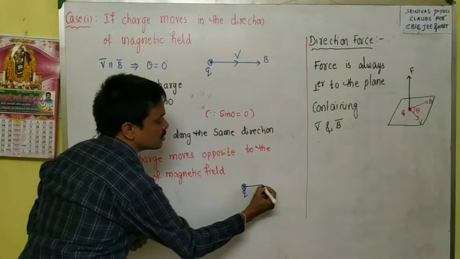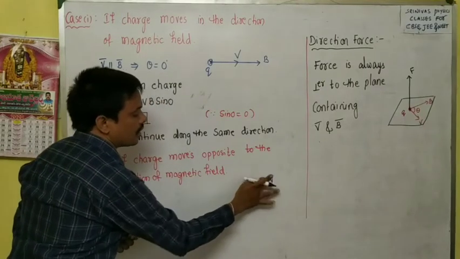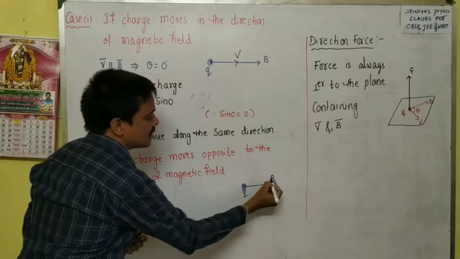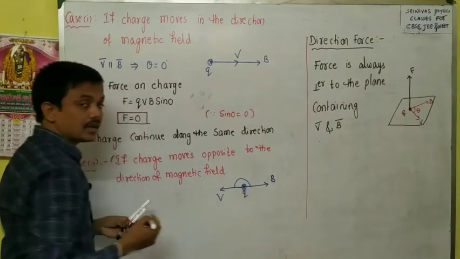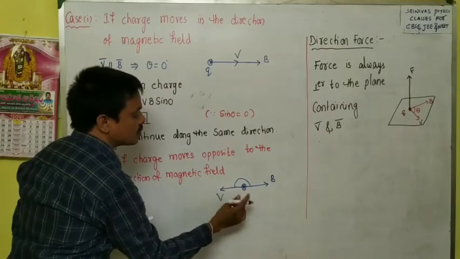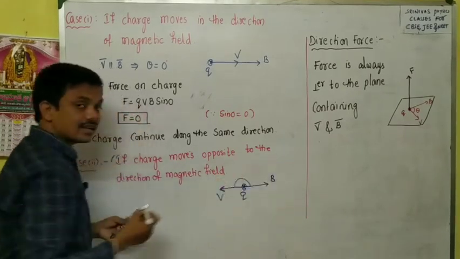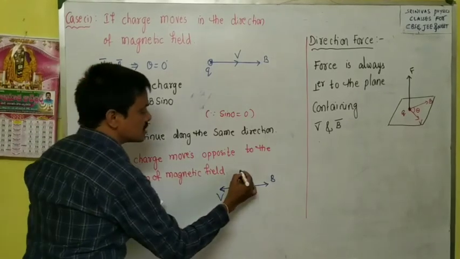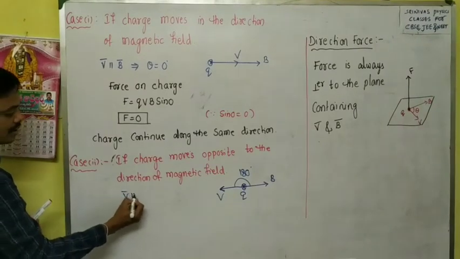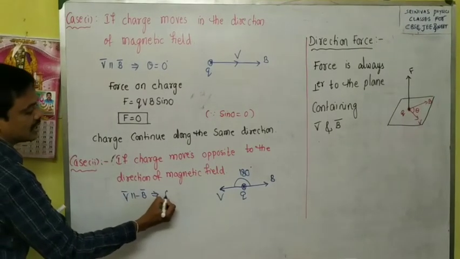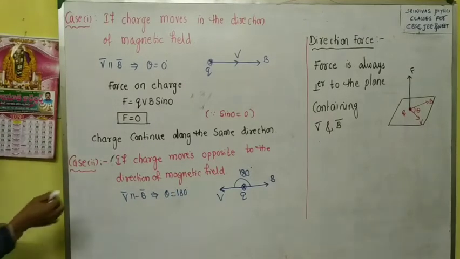This is a charge q, it is moving left side, but the field is applied to the right side. Look at here, there is some angle between V and B. What is that angle? The angle is 180 degrees. The charge velocity is left side but the magnetic field is applied right side. Then V bar is anti-parallel to B bar. In this case theta is 180 degrees. Then what about the force on charge?